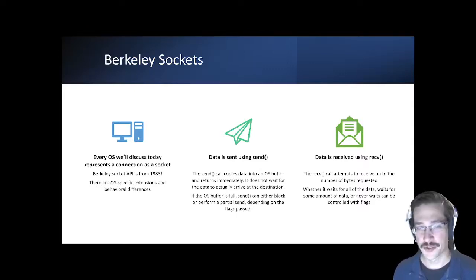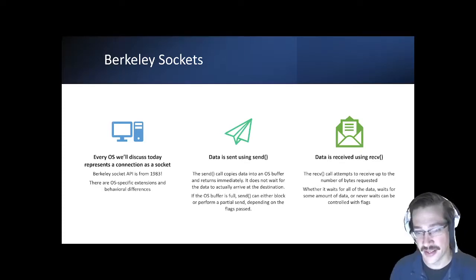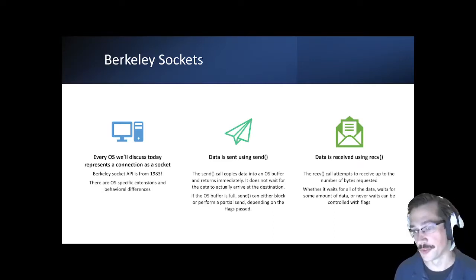The basics are data is sent using the send system call, and data is received using the receive system call. And these, by default, are typically blocking operations. Send tries to sit in the kernel until it can copy your data into the operating system buffer, so the operating system has a copy of it, just in case it needs to retransmit, and then it returns. And the receive side similarly waits until at least 1 byte, or the low watermark number of bytes, has arrived before the call returns.